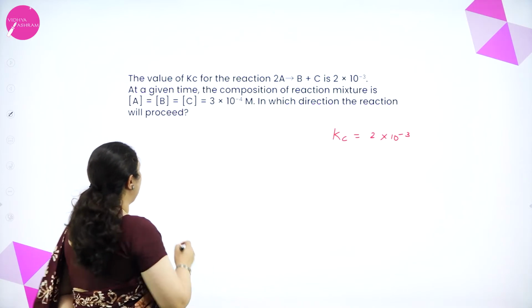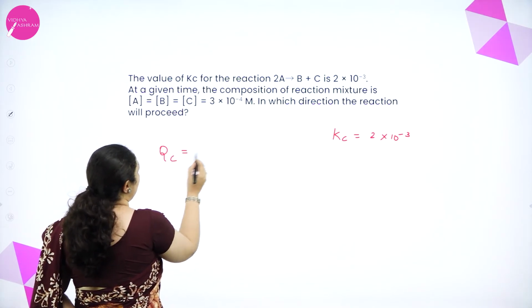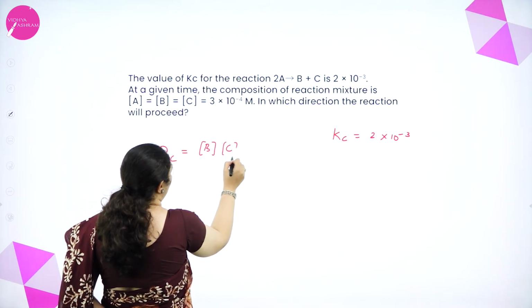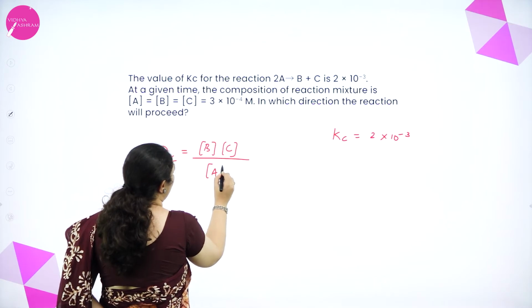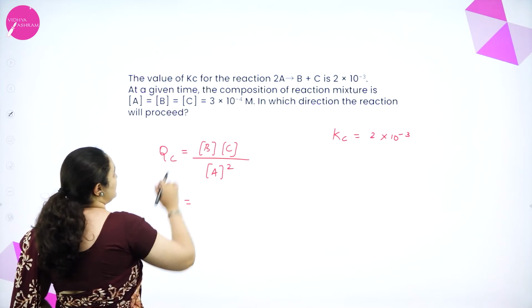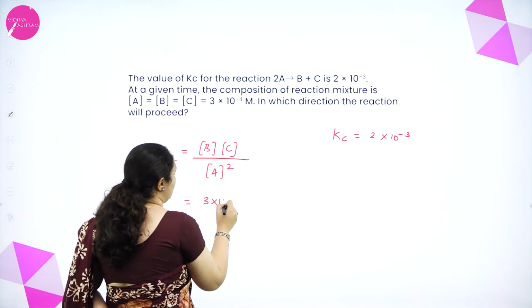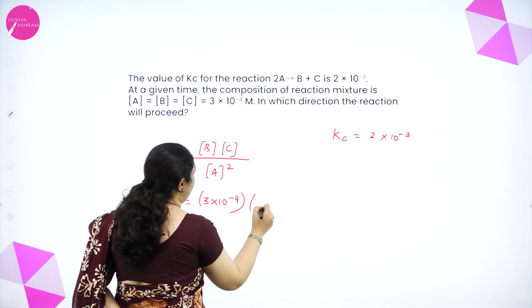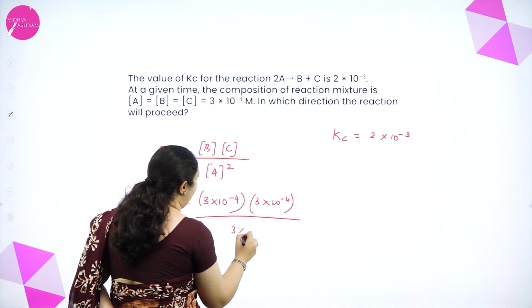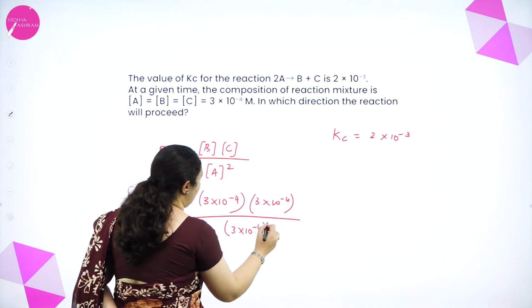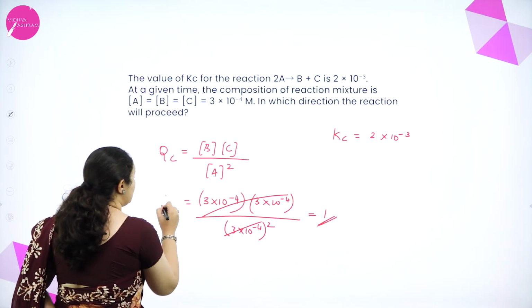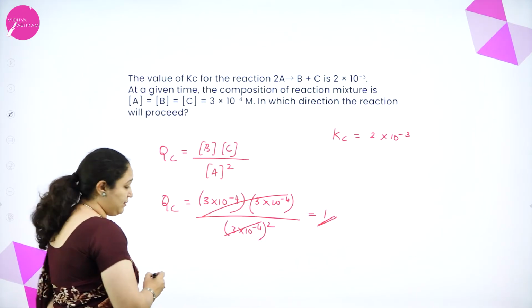Now, at some particular time, I'll find out Qc. Qc, reaction is given. So, molar concentration of B into molar concentration of C divided by molar concentration of A to the power 2. Now, all the three values are same, that is 3 into 10 power minus 4. So, it is 3 into 10 power minus 4 into 3 into 10 power minus 4 divided by 3 into 10 to the power minus 4 whole square. So, all of this gets cancelled and it is equal to 1. So, Qc value is equal to 1.